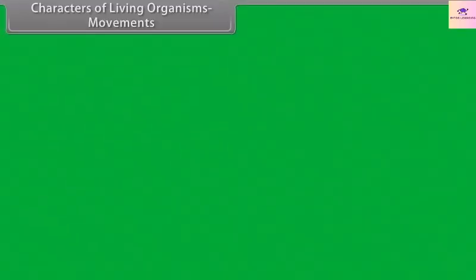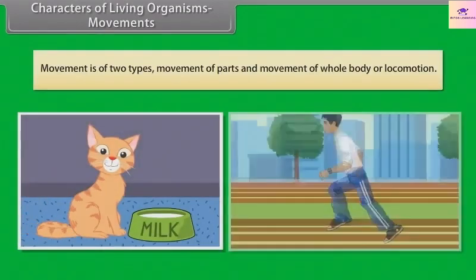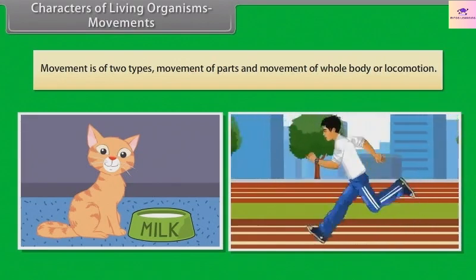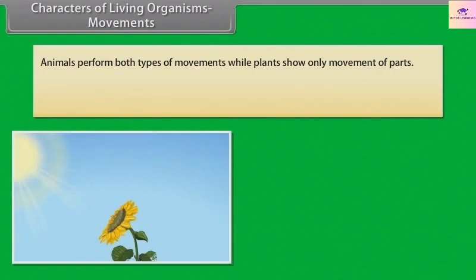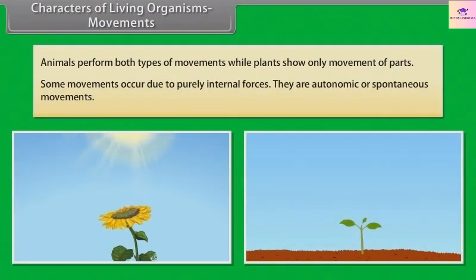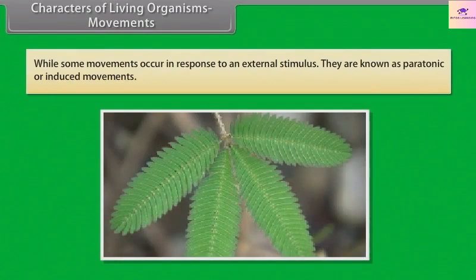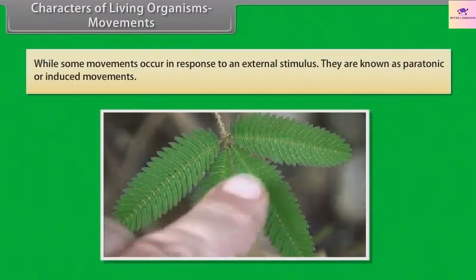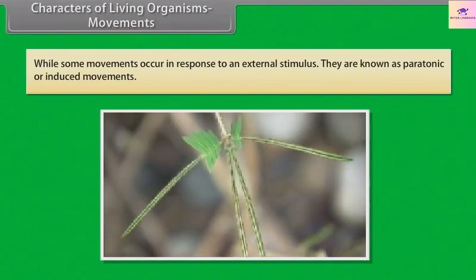Characters of living organisms. Movements. Movement is of two types, movement of parts and movement of the whole body or locomotion. Animals perform both types of movements, while plants show only movement of parts. Some movements occur due to purely internal forces. They are autonomic or spontaneous movements, while some movements occur in response to an external stimulus. They are known as paratonic or induced movements.